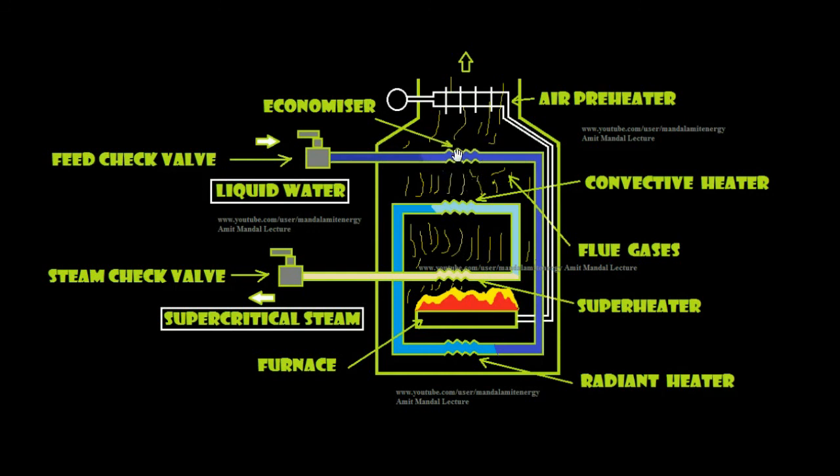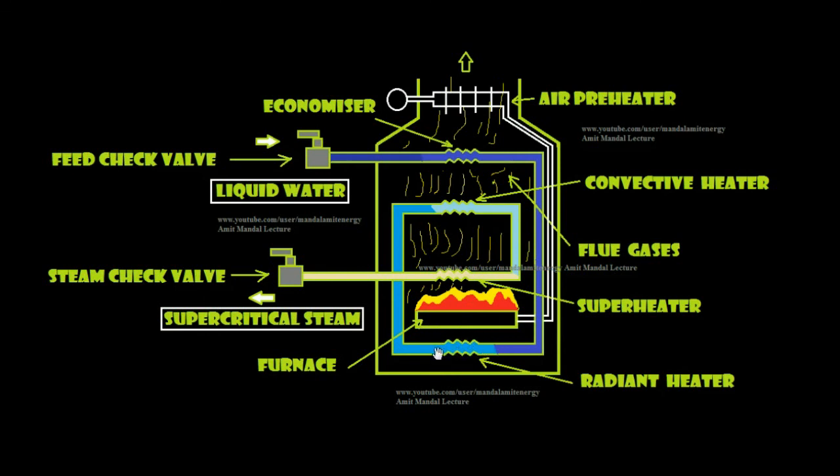Okay, so the water is coming, and when it passes through the economizer, the heat from the flue gases is dispensed to the water, so it warms up. To some extent the temperature rises, then further this water is moving, ultimately reaching the radiant heater. So in the radiant heater, from the furnace, with the help of radiation mode, the heat is transferred to the outer surface of the tube, and ultimately the heat reaches the inner flowing water.